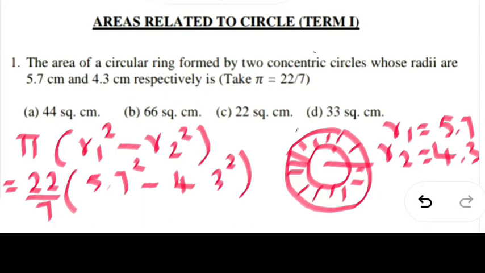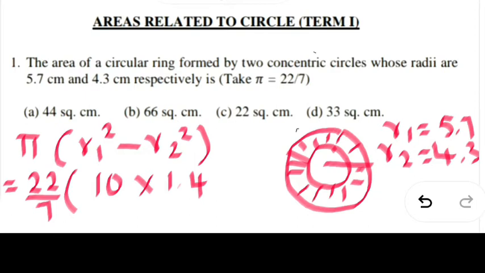So, 5.7 square minus 4.3 square: A plus B means 5.7 plus 4.3, it is 10, into A minus B, meaning 5.7 minus 4.3, you will get 1.4. So, 22 by 7 into 10 into 1.4. And 1.4 into 10 is 14. If you simplify 22 by 7 into 14, the final answer is 44.